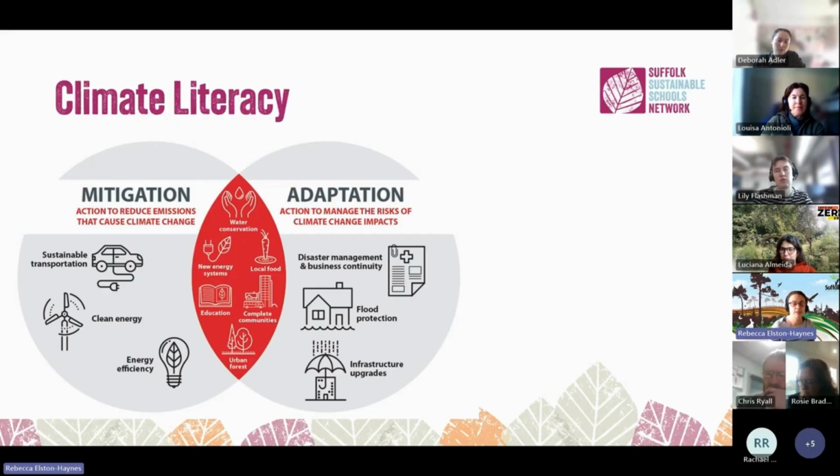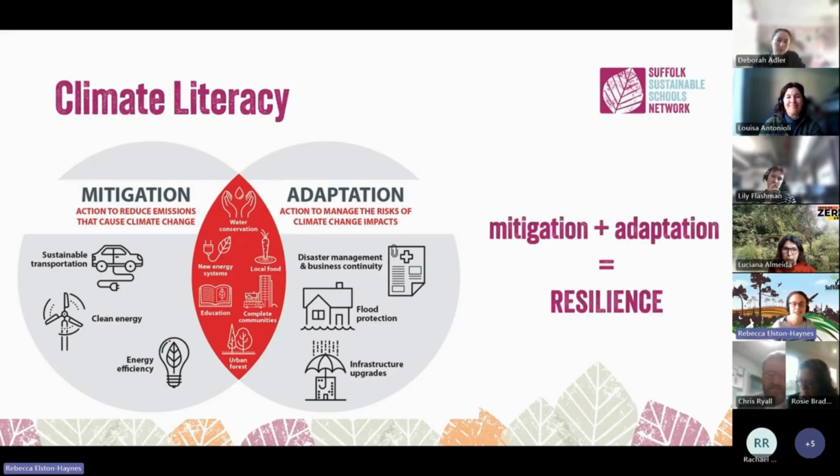And then working with the community and adapting our grounds so that they are better at coping in terms of extreme weather and flood risk. So basically, mitigation and adaptation increase our resilience to cope with the extreme shocks that might come from the consequences of climate change.